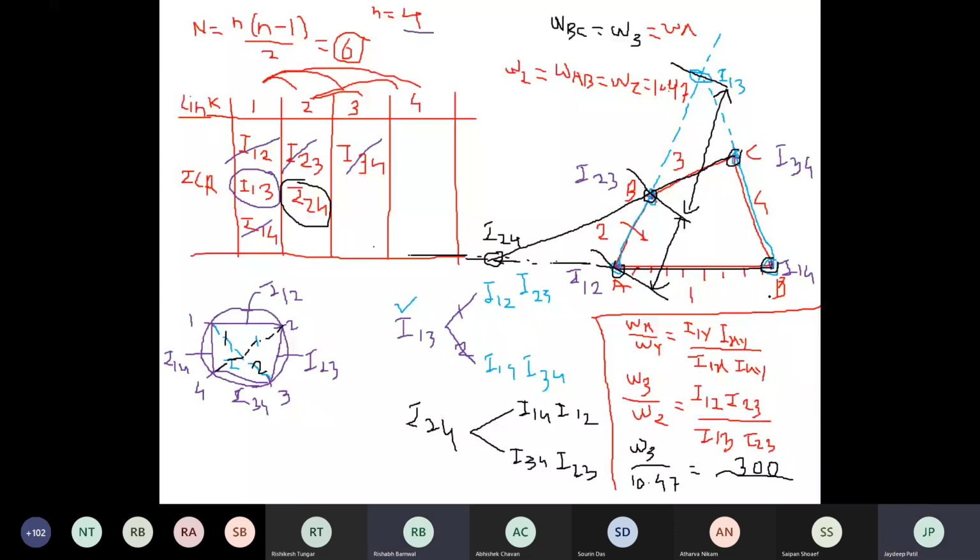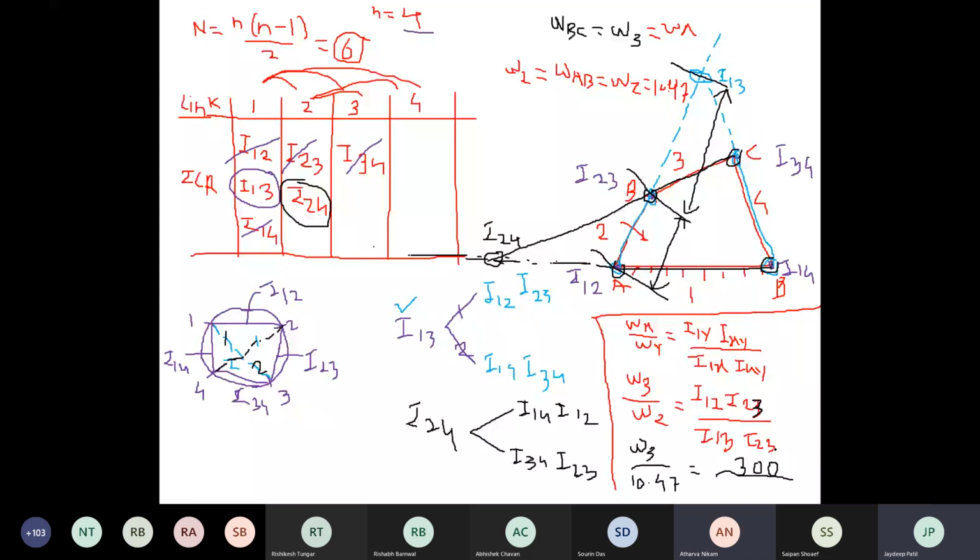Sir, is it written I12 and I23 in the formula? W3 upon W2 is equal to I12 I23 upon I13 I23. Keep this distance in mind. Now I13 to I23 is the distance. Now that distance you have to measure.